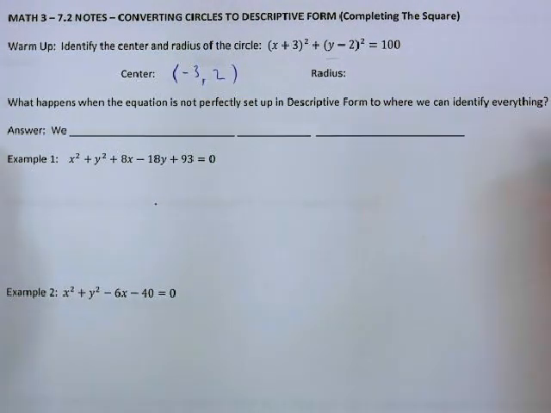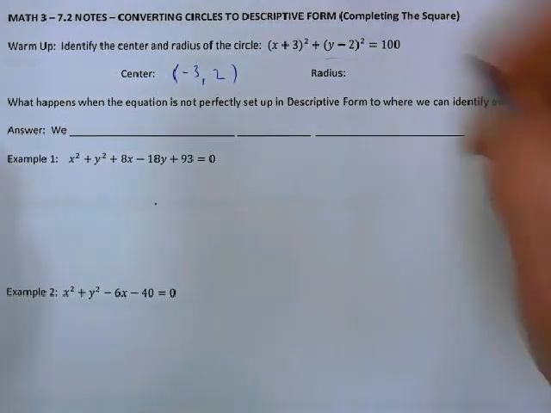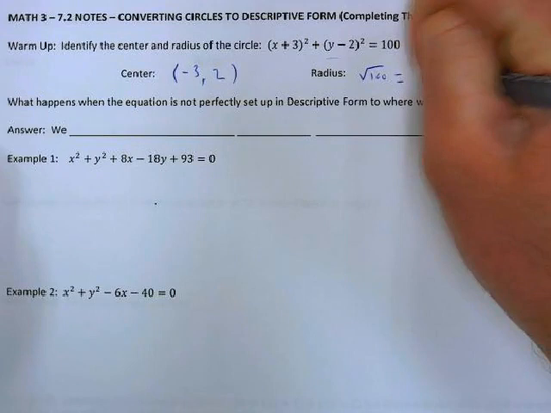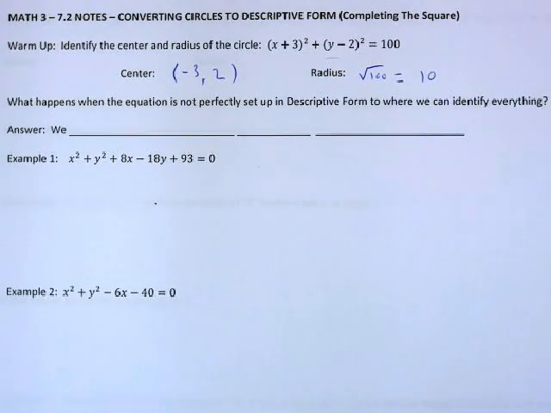And then the radius is always just going to be the square root of our number on the end here. And keep in mind, it's not always going to be a perfect square. This one is the square root of 100, we just get 10. So we're going to put root 100, which equals 10. That way we know where the 10 came from.